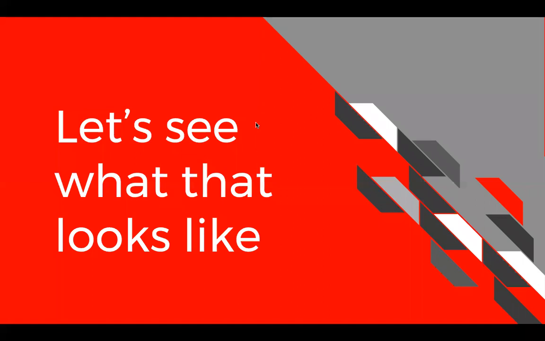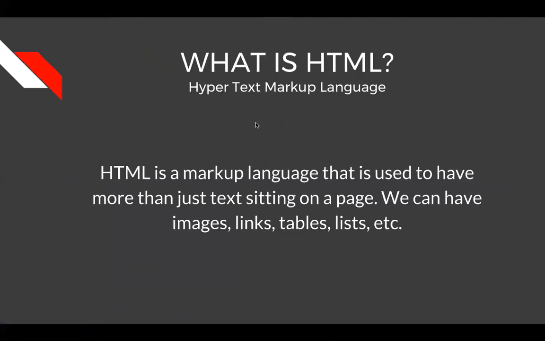All right. So I've just shown you what that looks like. So we'll go ahead and jump into HTML. So what is HTML? It is a hypertext markup language. It's used to have more than just text sitting on a page. So essentially, HTML allows us to insert images, links, tables. It makes websites look the way that they look, right?